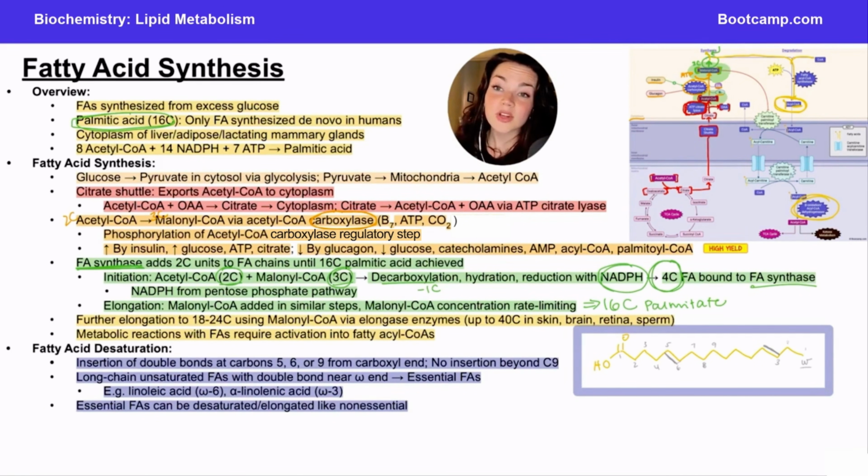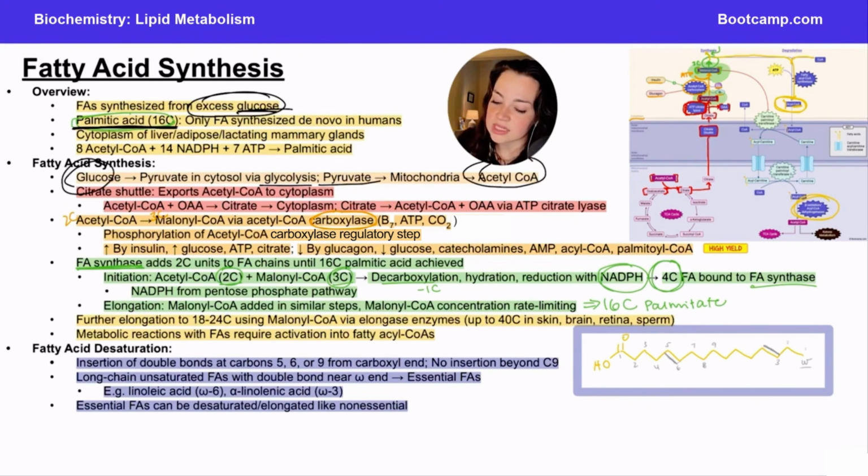All right, so let's wrap it up. In this video, we've been talking about fatty acid synthesis from excess glucose, specifically the formation of palmitate or palmitic acid, that 16 carbon saturated fatty acid. We took glucose, we put it through glycolysis and the pyruvate dehydrogenase complex, eventually ended up with acetyl-CoA in the mitochondrial matrix. Fatty acid synthesis, though, happens out in the cytoplasm, so we have to bring that acetyl-CoA back out to the cytoplasm. We did that via the citrate shuttle. Once we had that acetyl-CoA in the cytoplasm, we could turn it into malonyl-CoA via acetyl-CoA carboxylase.